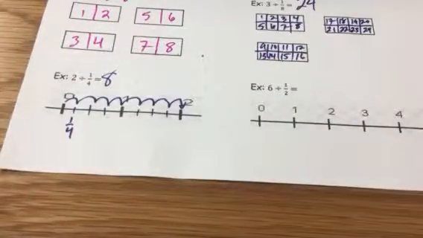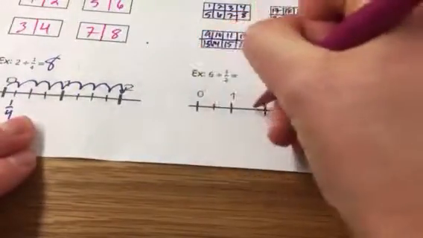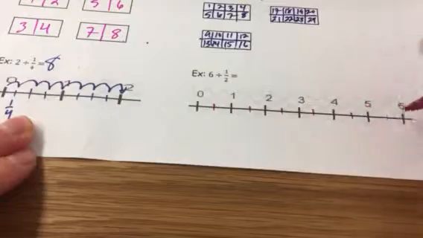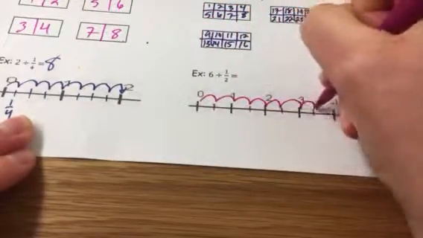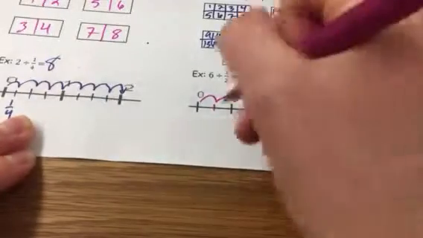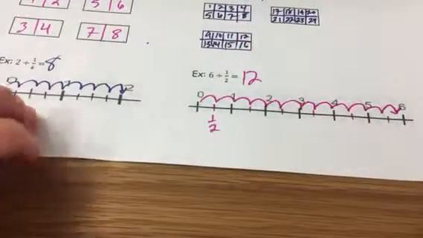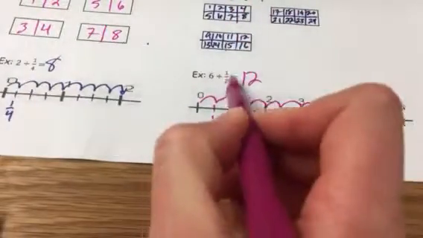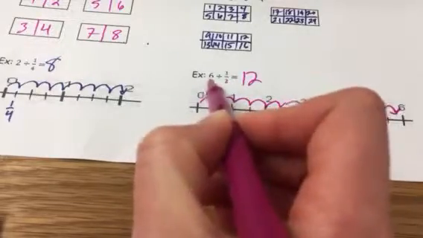And then 6 divided by a half. I want to know how many skip jumps of a half will get me up to 6. 1, 2, 3, 4, 5, 6, 7, 8, 9, 10, 11, 12 halves fit into 6. So again, if you notice, really what we're doing is we're taking our denominator and multiplying by the whole number.